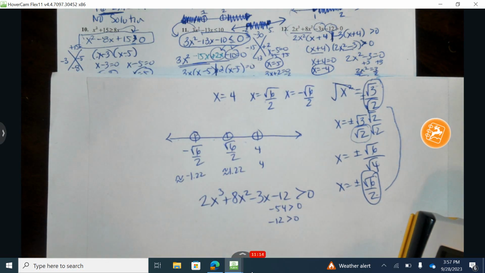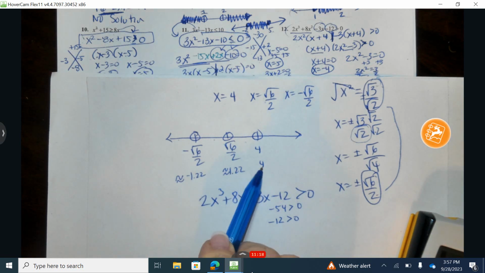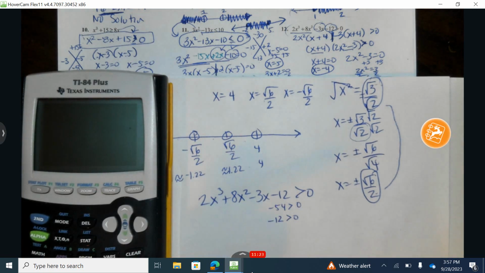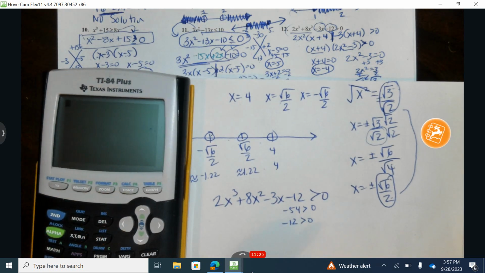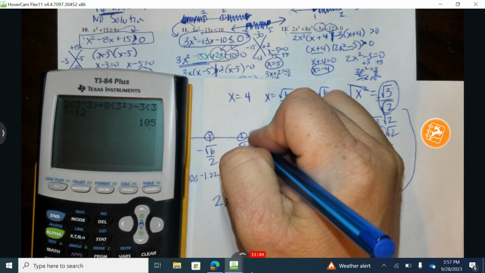Let's try in between this part. So again, what's in between 1.22 and 4? I'm going to try like 3. Let's try 3. So I'm going to move this off to the side where you have a better visual of it. And I'm going to go 2, and then I'm going to try 3 because it's in between these two values. 3 to the third plus 8 times 3 squared, minus 3 times 3, minus 12. Is 105 greater than 0? It is, so I shade in between here.